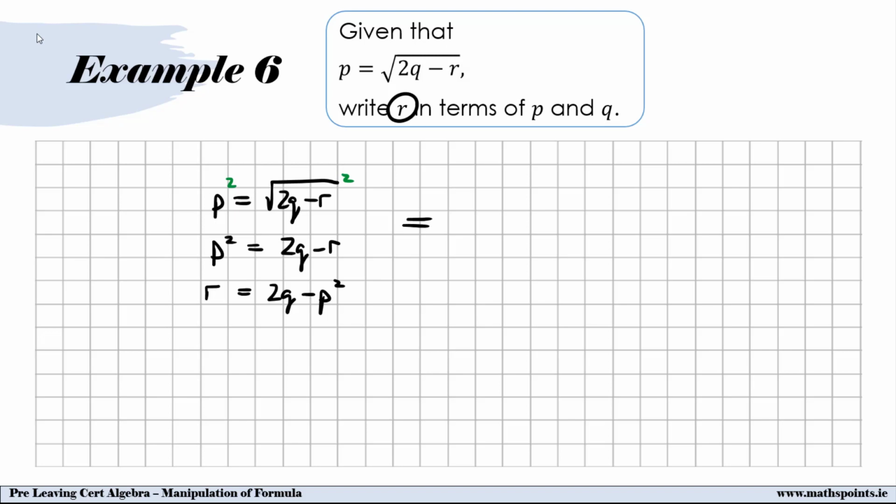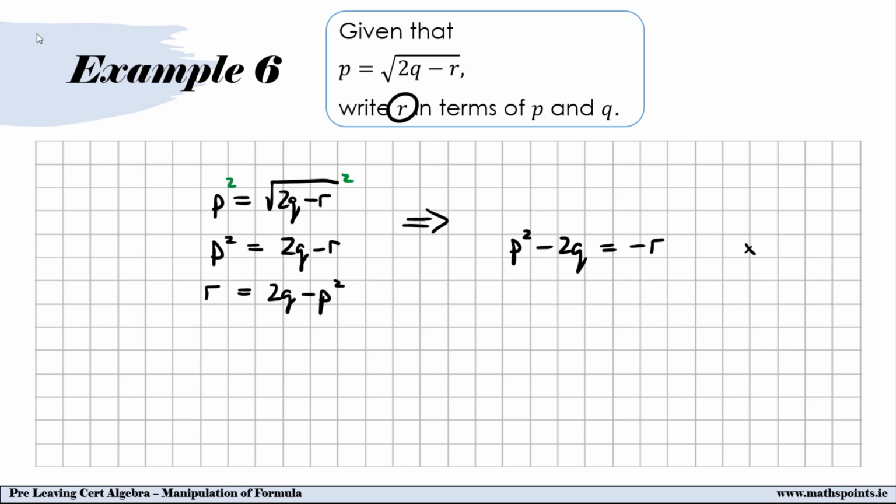We might just explore what would happen if I kept the r on the right hand side in this question. So on the left hand side I would have had p squared. I would have got rid of the 2q from the right hand side, which means subtracting a 2q from both sides, and that would be equal to minus r. So we weren't trying to make minus r the subject of the formula, we're trying to make plus r the subject of the formula.